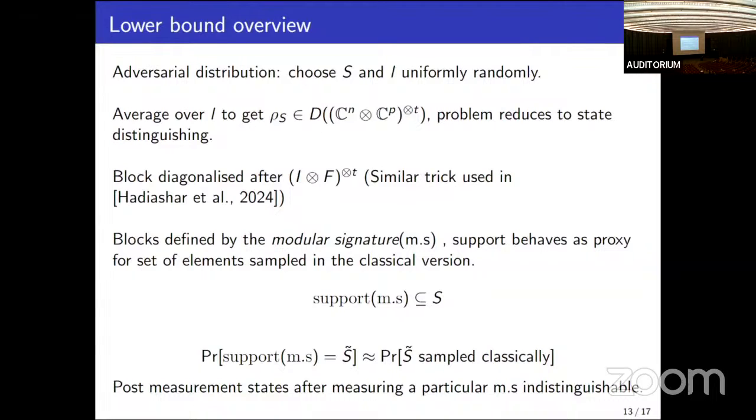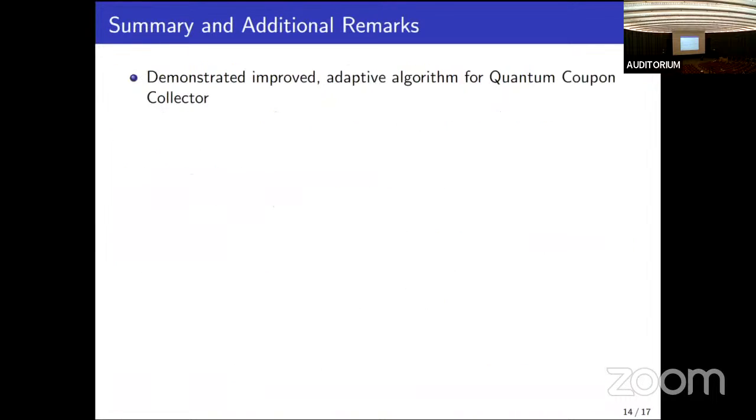So that's basically the end of the lower bound overview, and we're near the end of our talk. To summarize, we have demonstrated an improved and adaptive algorithm for quantum coupon collector. For comparison, the original algorithm was sequential and non-adaptive. Ours is still sequential, but we have an adaptive element now.